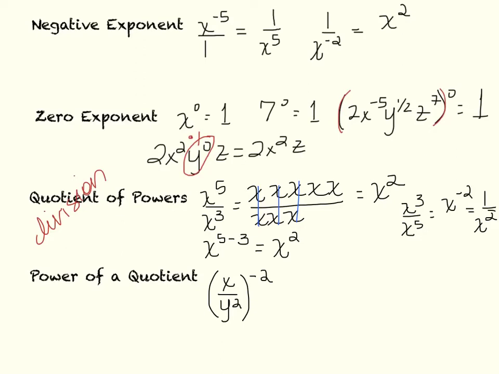So remember, again, everything in here has an exponent. So I'm going to distribute to the numerator and to the denominator. So I get x to the negative 2 over y to the negative 4. Negative exponent in the numerator would go to the denominator. Negative exponent in the denominator would go to the numerator. So I get x squared in the denominator and y to the 4th in the numerator.